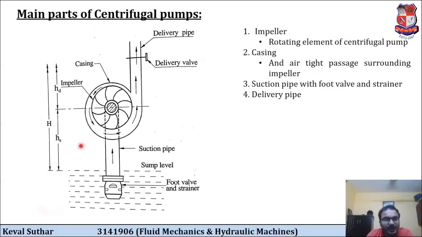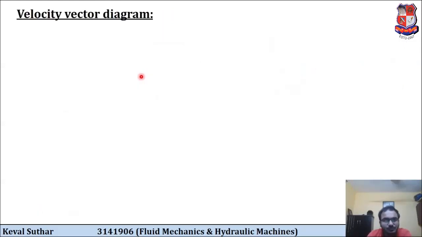A few more things here. This HS is called the suction head, HD is called the delivery head, and this capital H is the total head. Apart from this, there will be some losses in the suction pipe because of friction, as well as some losses in the delivery pipe because of friction. So that can be written as HFS and HFD. F stands for friction. That is not mentioned in this figure.